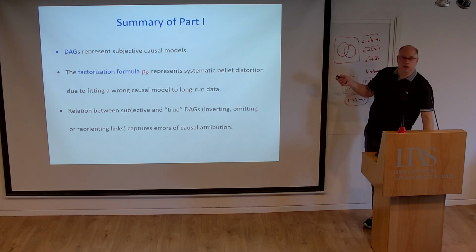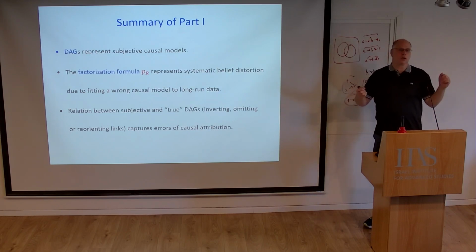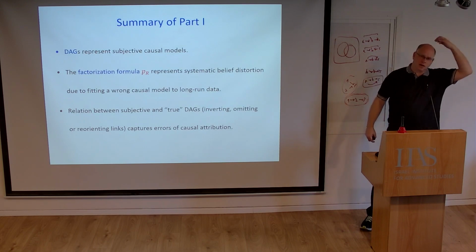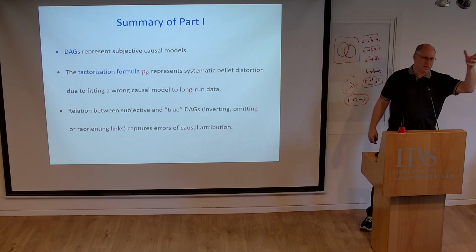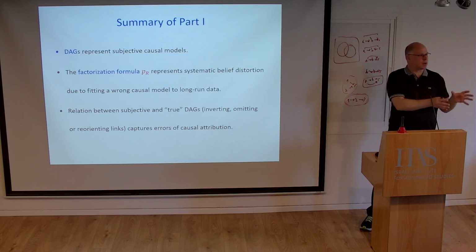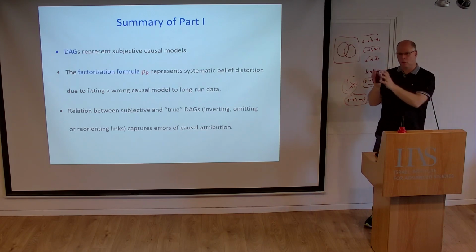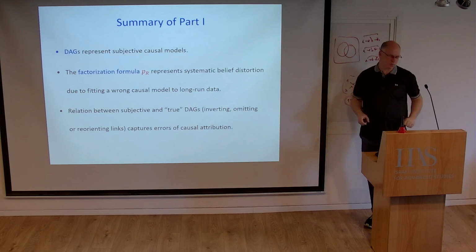When you write down a model, you have an idea, oh, wait a second, there is some kind of psychological bias, some perceptual or causal attribution bias that I want to capture. You can capture that by thinking about what the true causal model looks like and what the true process looks like and what the subjective process looks like.